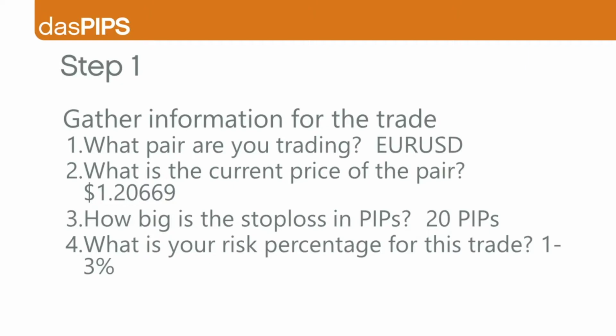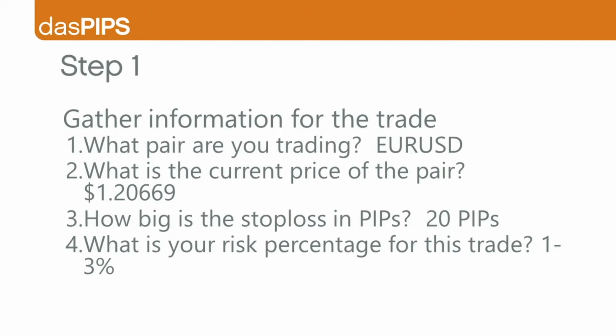What pair are we trading? We're going to do a sample of a EUR/USD trade. You'll need to know what the current price of the pair is. You'll need to know how big your stop loss is going to be in pips. Is it going to be a 20 pip, 30 pip? You need to find that out. And what's the risk percentage for your trade? I'm going to be doing a 2% risk on my trades. That's what I prefer. You could do 3%. It's a little more risky, but 2% is where I sit. I think that's a good one to be at. Lots of people seem to fall with that.